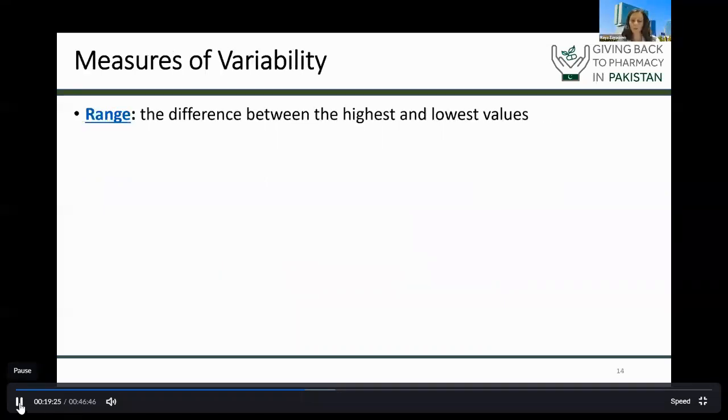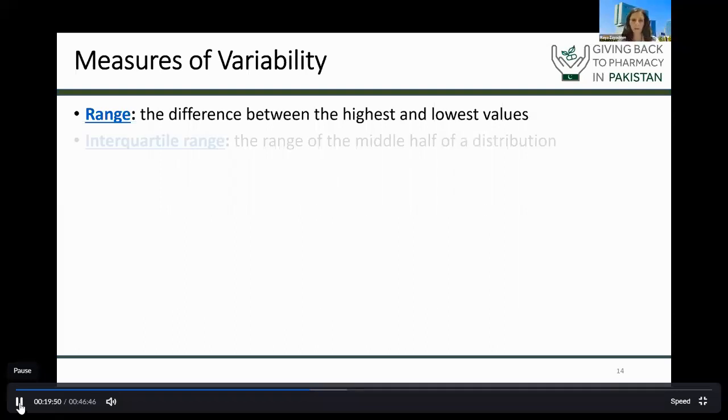The measures of variability, I mean, there are different applications for that. The range is the difference between the highest and lowest values. Sometimes you really want to just understand the spread of your data. For example, the average population age in the UAE. So you want to see the spread of that age. What's the highest portion? What's the lowest portion?